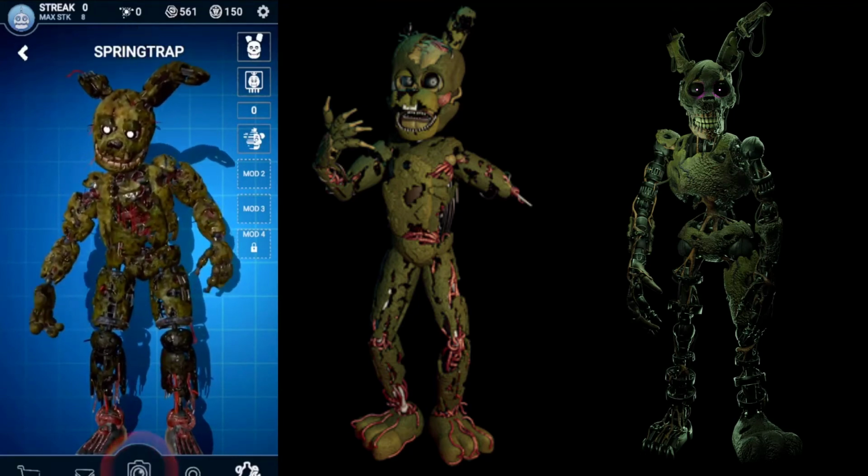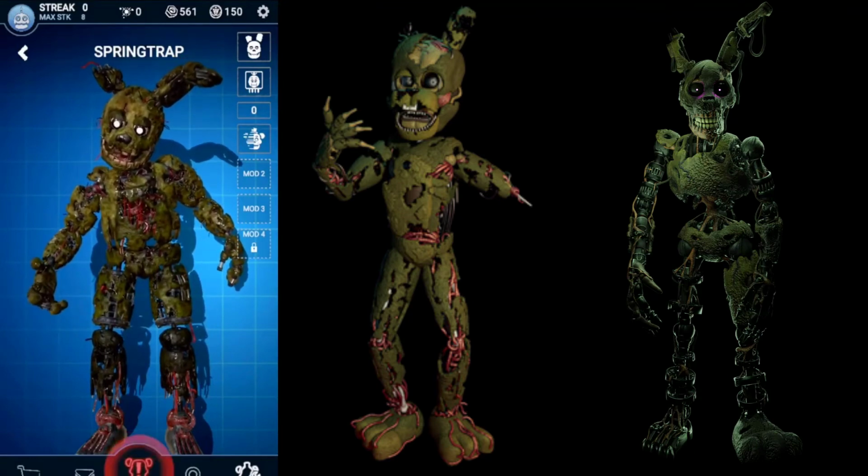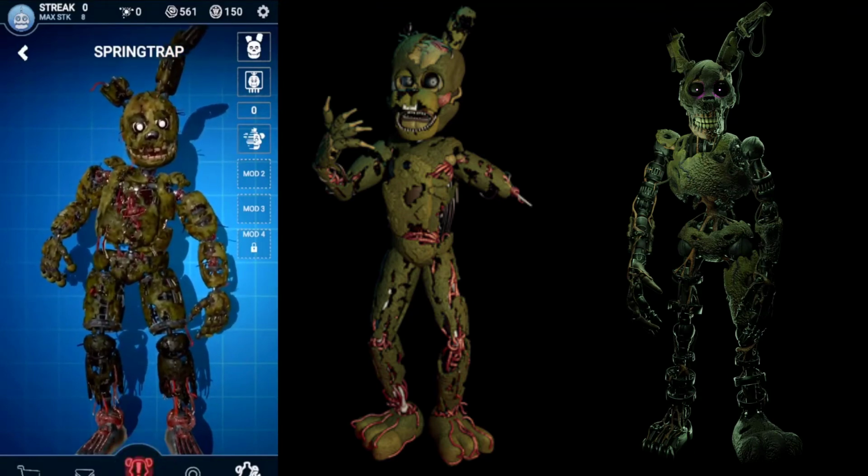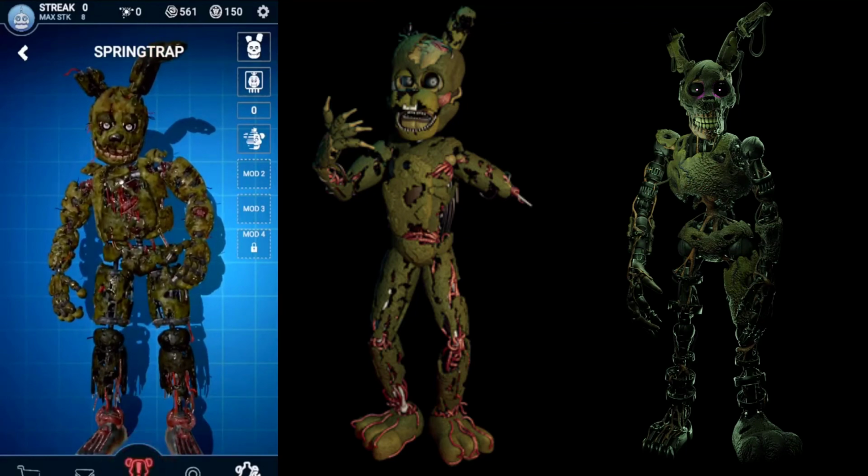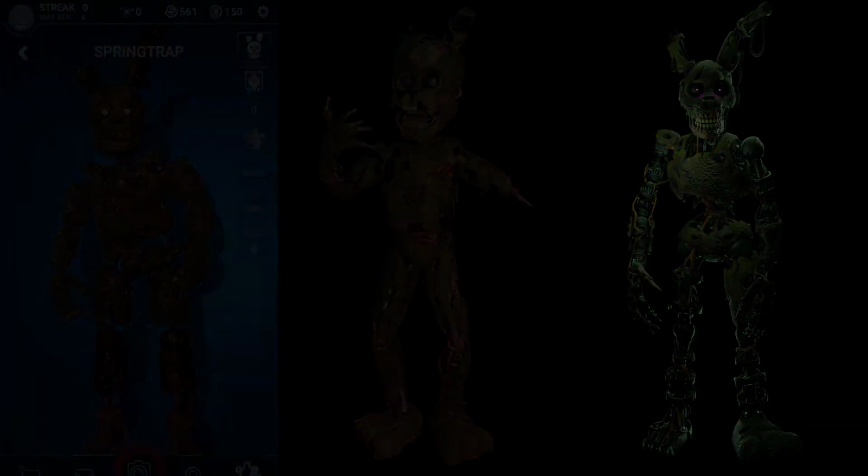None of them have holes in the same places. Scraptrap is missing a forearm, whereas Burntrap somehow isn't. Plus, their proportions vary quite wildly. Of these 3, I decided to use Springtrap as a starting point for no other reason than nostalgia.